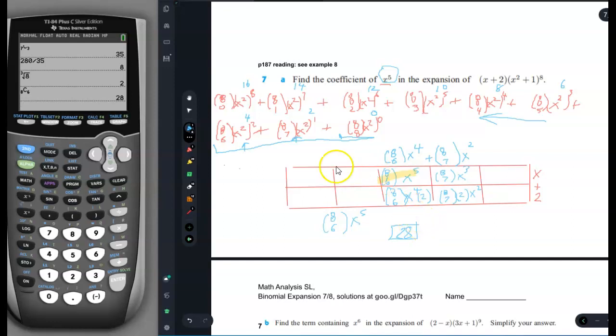Now, if you don't see that, you could write out the whole thing here. You know, make the thing 8 terms or 9 terms wide, right? Don't expand it out. Just write 8 choose 6, 8 choose 7, etc. And then when you do that, you'll be able to see that, oh yeah, this would be x to the 5th. It's the only one that's going to be x to the 5th, and that's what we want, right?